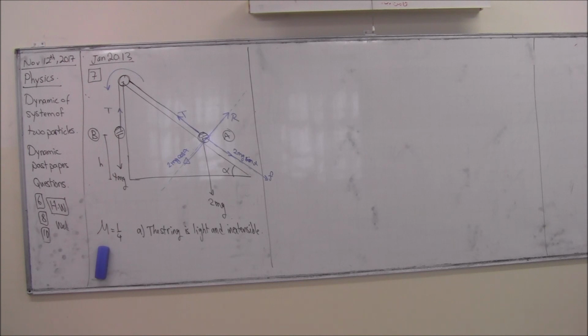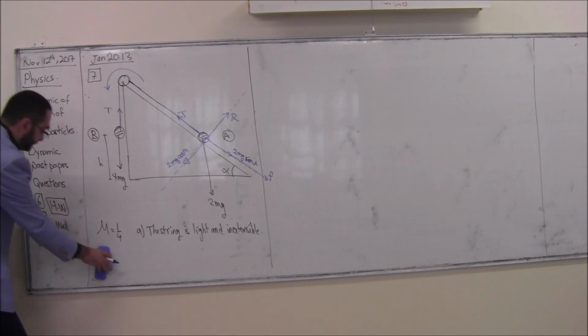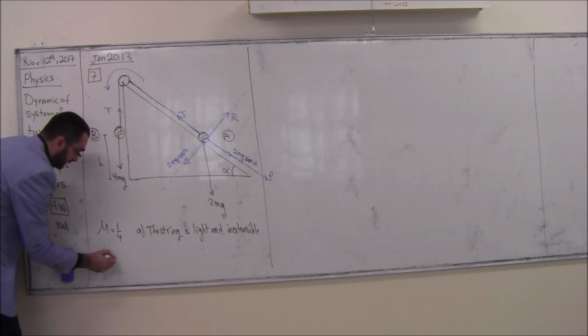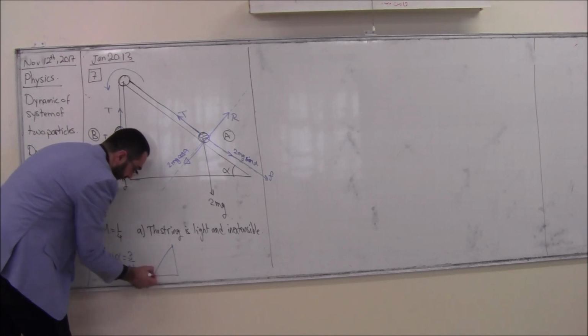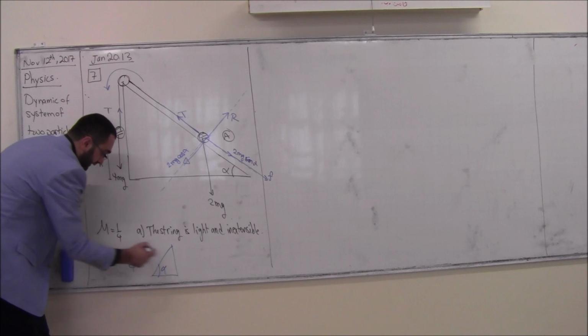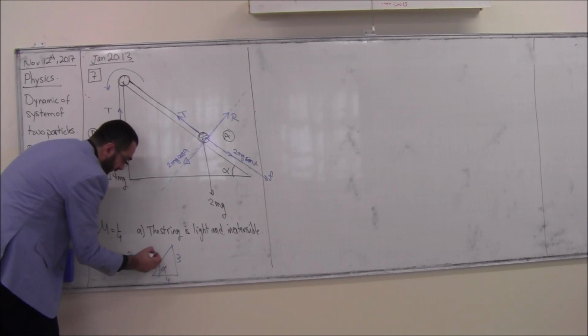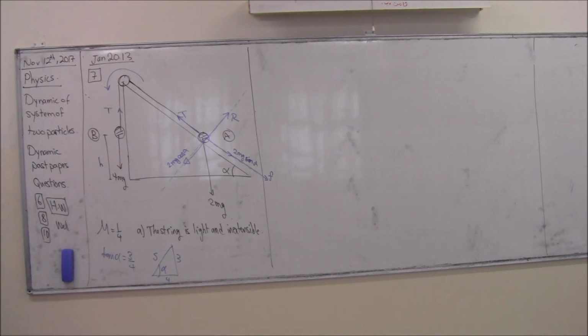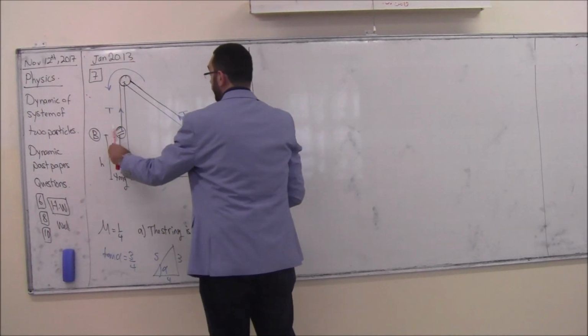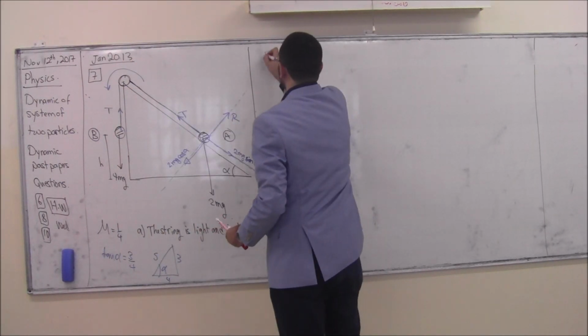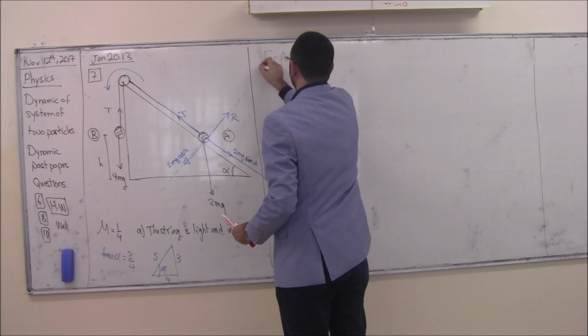We are given tan alpha equals 3 over 4. We said this is a 3-4-5 triangle, and we will use this triangle in order to find sine and cosine. We have to write the equation of motion for A and the equation of motion for B. For A, stay with me please.